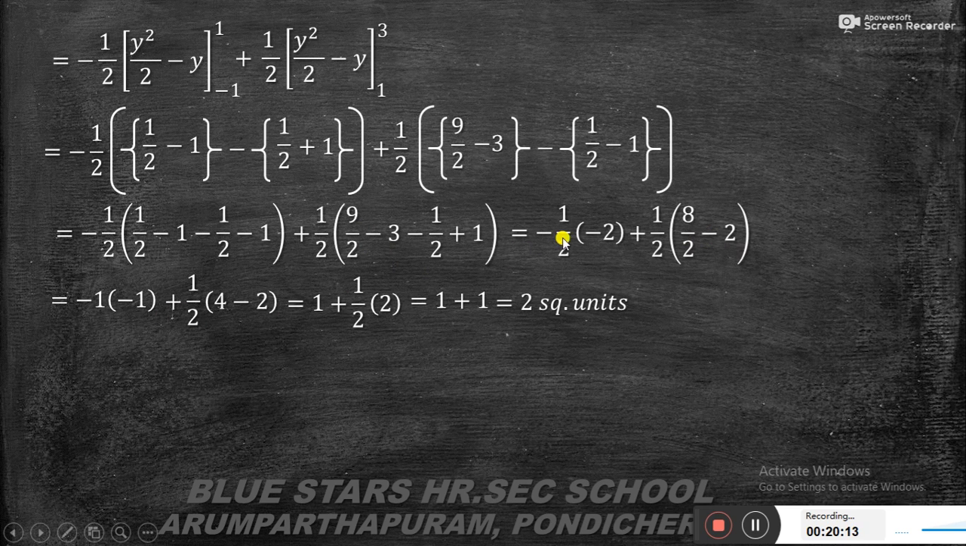In the next step, minus, that means we just divide the minus 2 by 2. So the answer is 1 plus 1 by 2 into 8 by 2 means 4 minus 2, that is 2. So 1 plus 1 by 2 into 2, 1 plus 1. So 2 square units. This is the answer for the area.